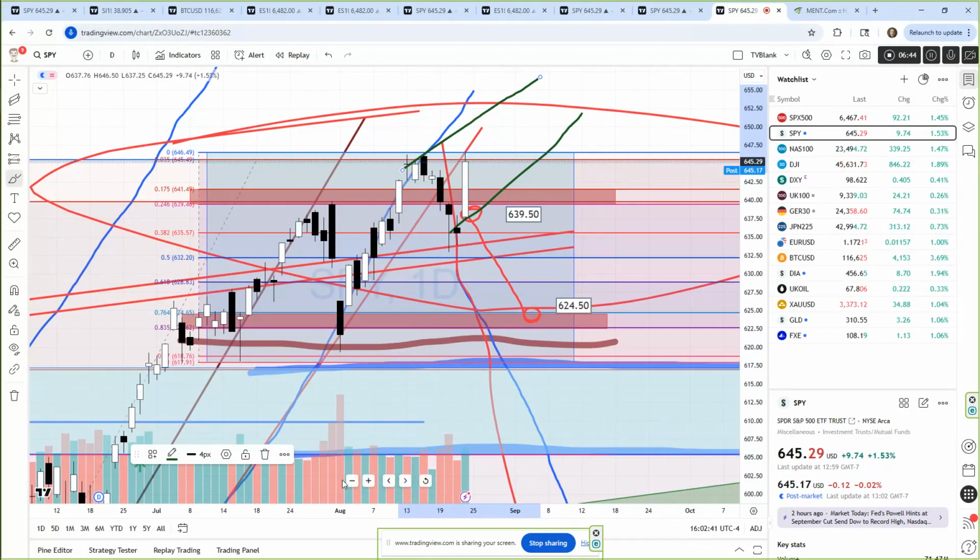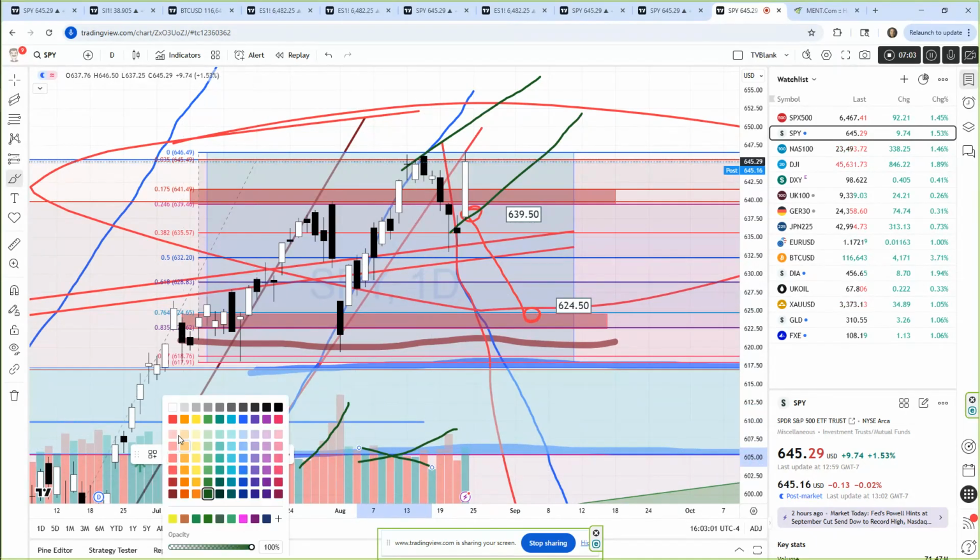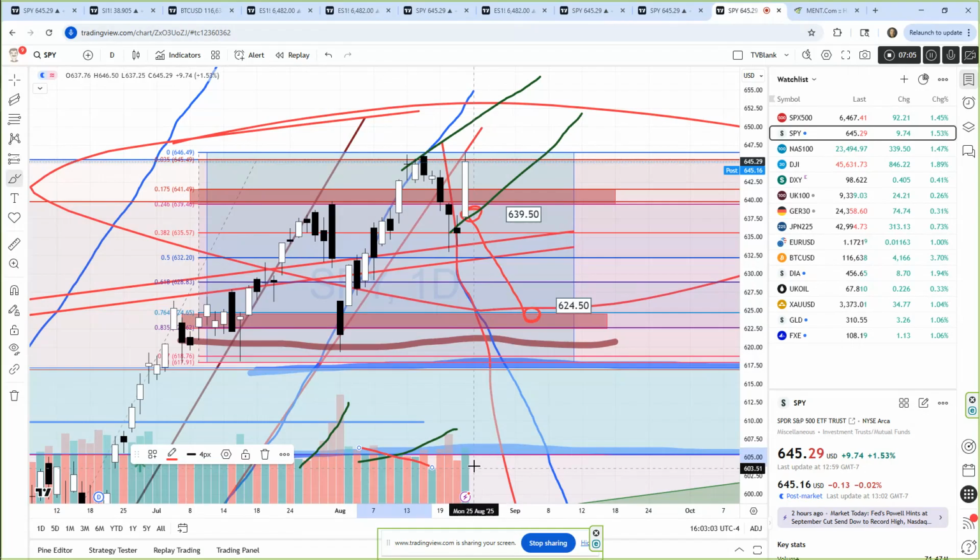What has me a little concerned with regard to volume is here. Okay, we had this increasing volume here to the downside. We had this increasing volume here to the downside. And we never really had increasing volume up here. We actually had decreasing volume coming down. And I believe we're going to continue to see decreasing volume here.